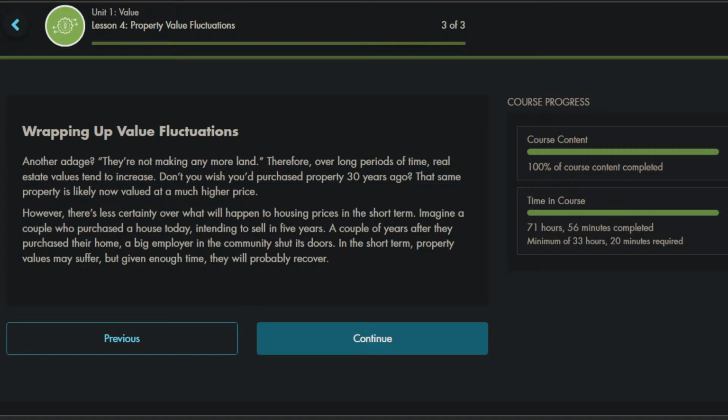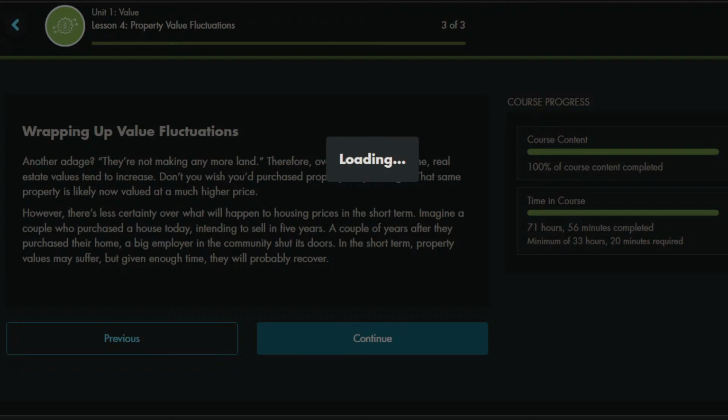Imagine a couple who purchased a house today intending to sell in 5 years. A couple of years after they purchase their home, a big employer in the community shuts its doors. In the short term, property values suffer, but given enough time, they will probably recover. Looks like we may be done with lesson 4.